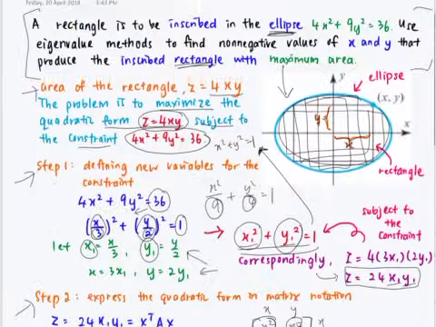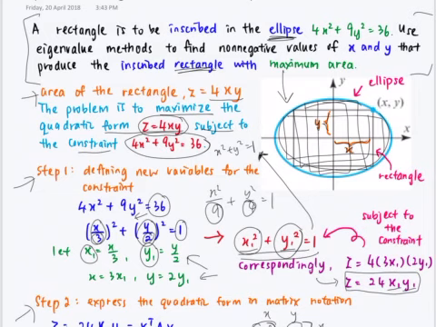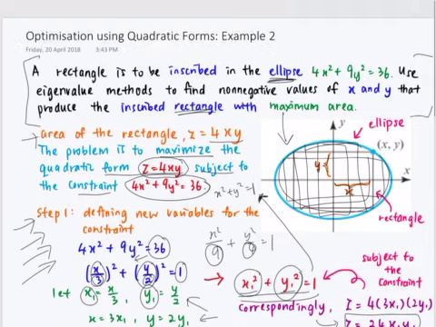So this is how you solve the optimization problem if your constraint is not in the simplest form. It's basically the same as the previous example, just that we have an additional step here where you need to define a new variable for it.